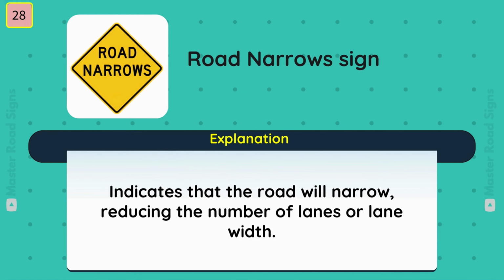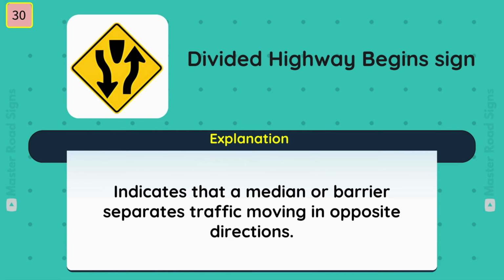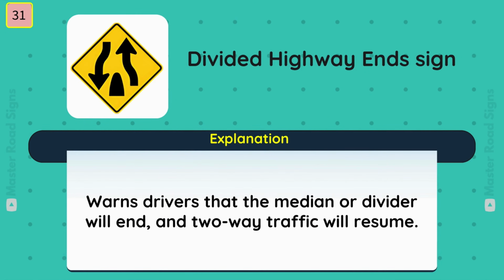Road narrow sign indicates that the road will narrow, reducing the number of lanes or lane width. Two-way traffic sign warns drivers that traffic will flow in both directions on the road ahead. Divided highway begin sign indicates that a median or barrier separates traffic moving in opposite directions. Divided highway end sign warns drivers that the median or divider will end and two-way traffic will resume.